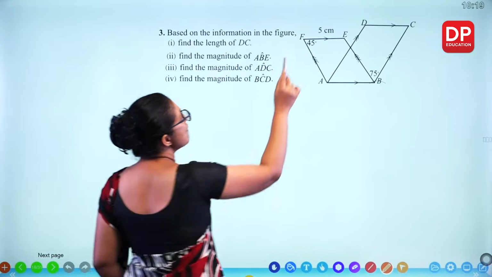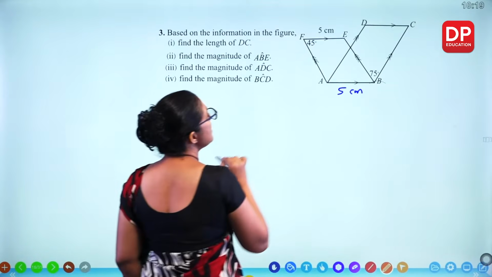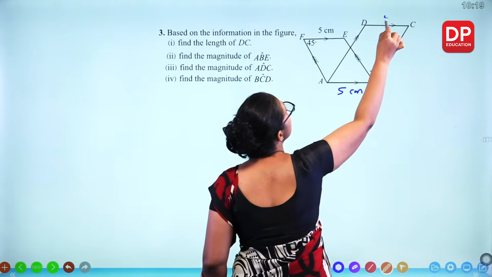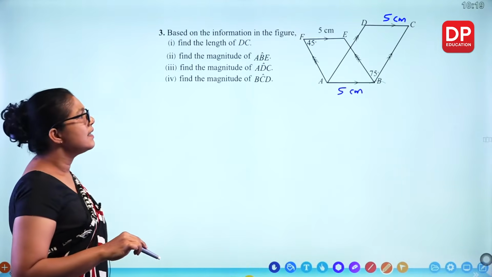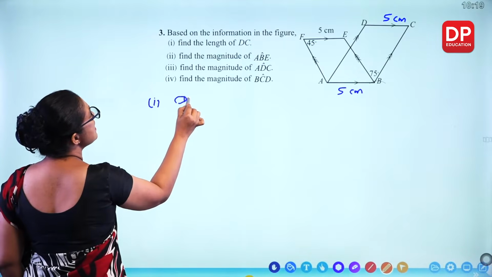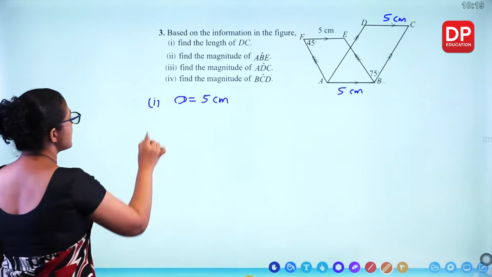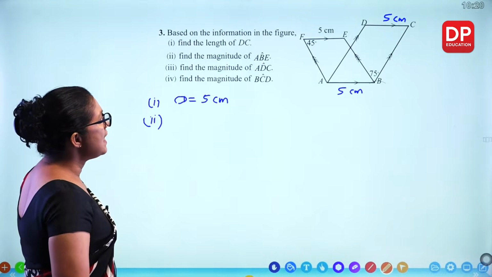We know that FE is 5, so this is 5 centimeters. When you consider this parallelogram, this is also 5 centimeters. Opposite sides are equal. So what's the answer for the first one? CD length is the same, 5 centimeters. Second one, find the magnitude of ABE.